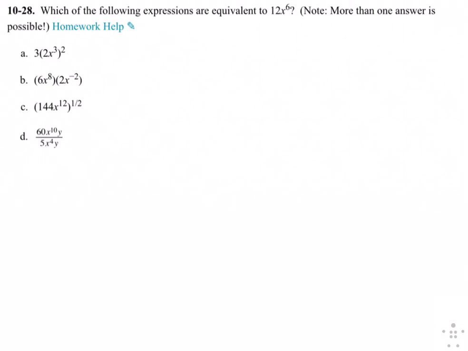Okay, so for 28, they're saying which of the following A, B, C, D are equivalent to 12x to the 6. So let's just figure out what these all are, right? So this is 3 times, right, 2x to the third squared. You have to do power before we do multiplication. So 2x to the third squared is 2 squared, which is 4. X to the third squared is x to the 6th. So then we get 12x to the 6th.